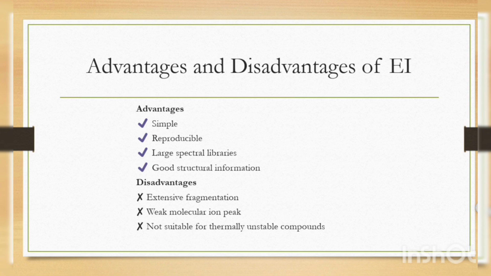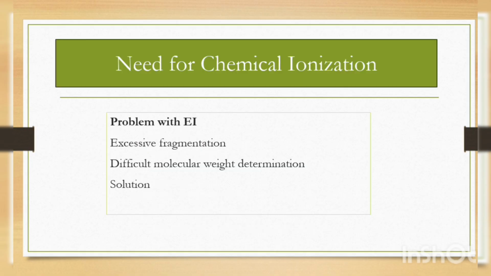After that, we discuss the disadvantages. The major disadvantage is extensive fragmentation. Sometimes the molecular ion peak becomes very weak or may even be absent. Therefore, determining the molecular weight can sometimes become difficult. So, EI is not suitable for many thermally unstable or non-volatile compounds because the sample generally needs to enter the source in the gas phase.